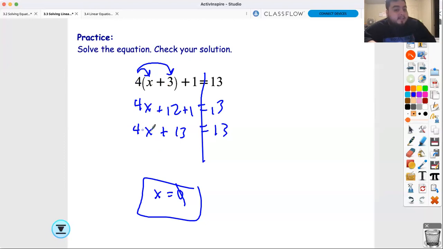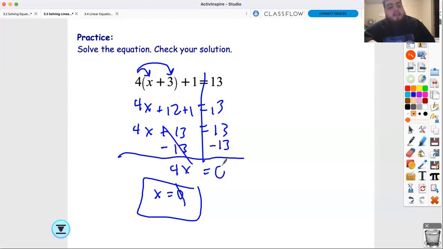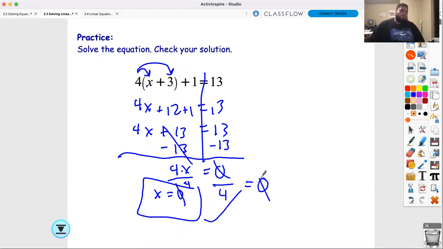Now we have to get x alone, right? So the opposite of plus 13 is minus. We have to do the addition property first before multiplication. So then we get 4x equals 0. 4 and x are being multiplied, so divide both sides by 4. 0 divided by 4 is just 0. Now, if you check it, 0 plus 3 is 3. 3 times 4 is 12, plus 1 is 13. So it works out.